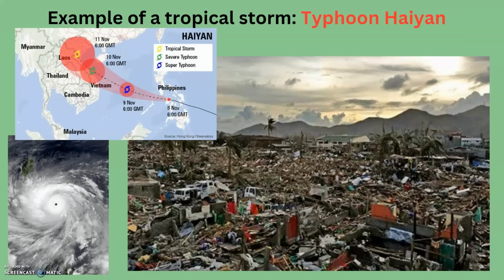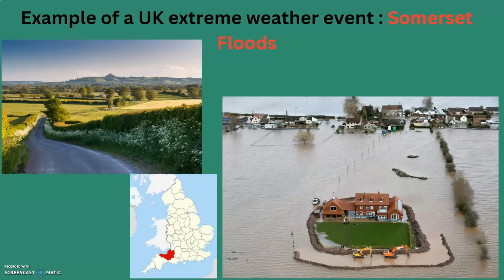Let's move on to the next one, which is an example of a UK extreme weather event. We'll be looking at the Somerset floods. The Somerset floods occurred between December of 2013 to February of 2014. Because of the spec suggesting three things you need to know, that's how we're going to order our content.